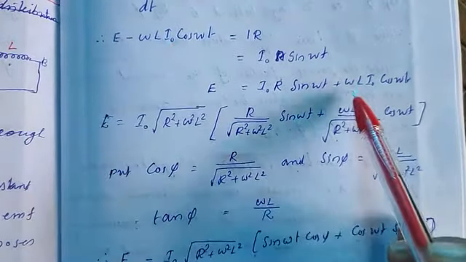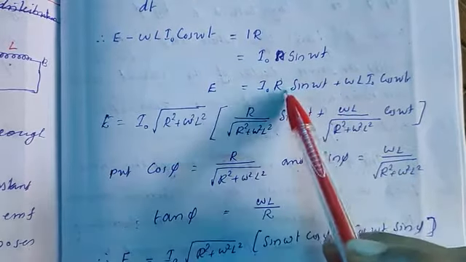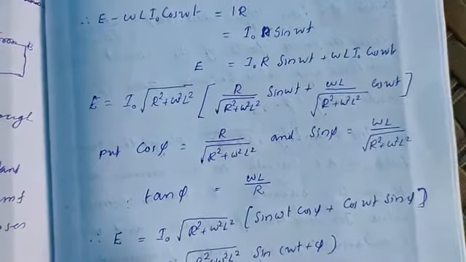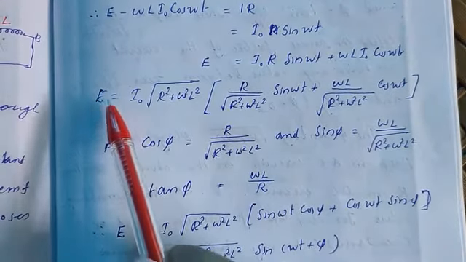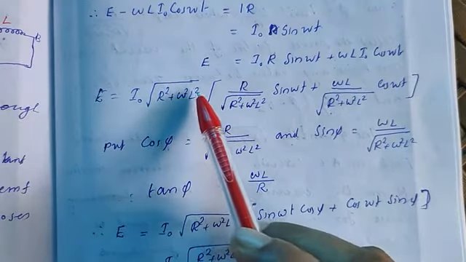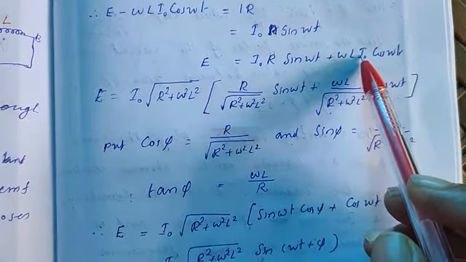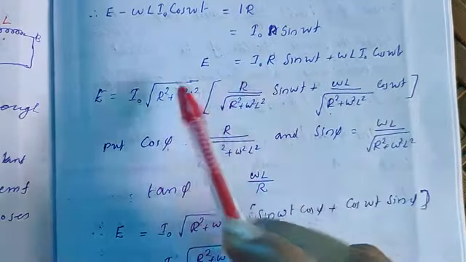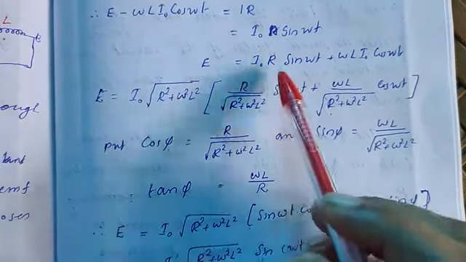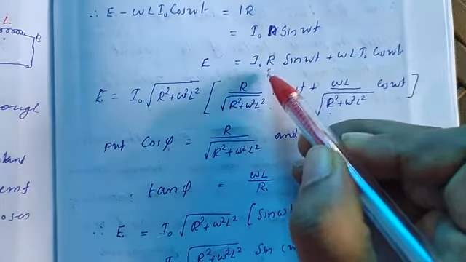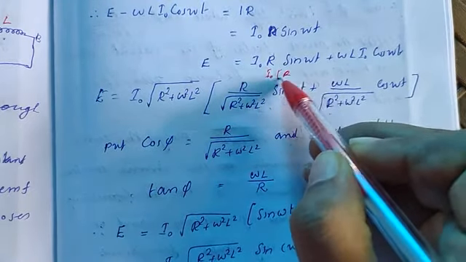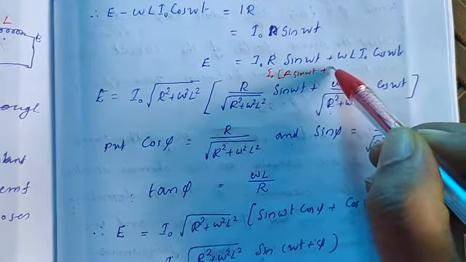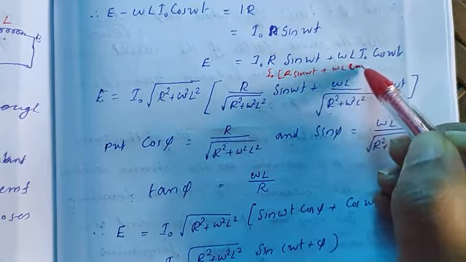Now taking this term into the right side, we will get E is equal to I0 R sin omega t plus omega L I0 cos omega t. Here what we are doing is we are taking this I0 as a common factor, which is taken outside the bracket. So you can write one more step: I0 into R sin omega t plus omega L into cos omega t.